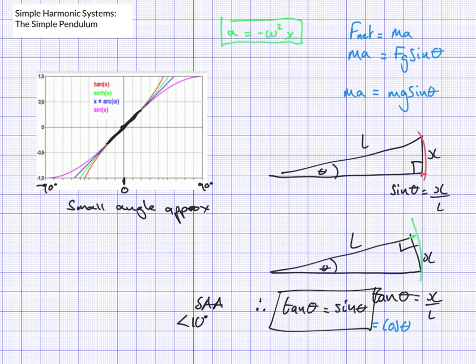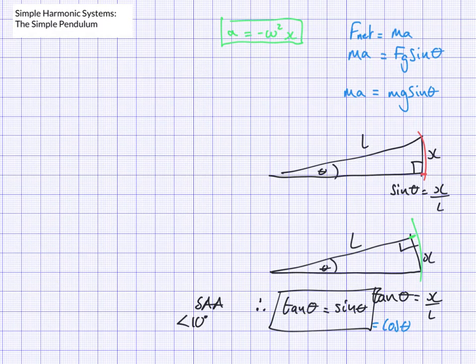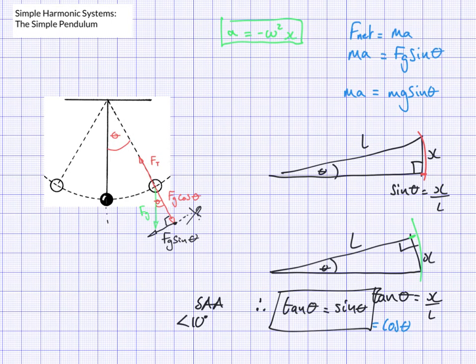Where have the x and the L come from? Well, let's take a look back at our diagram here. Maybe I want to say that the length of the string is L. So this would represent the L on the triangle. And maybe I want to represent this part of the triangle as x. That would be the displacement from the vertical point.